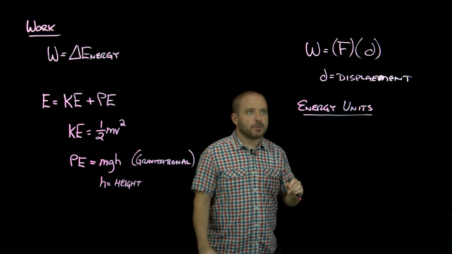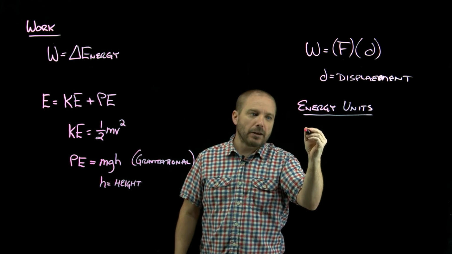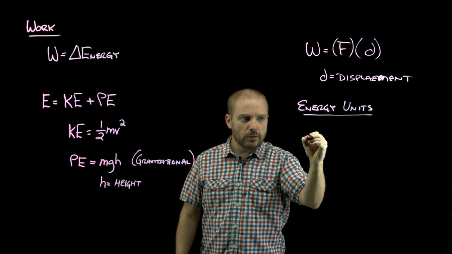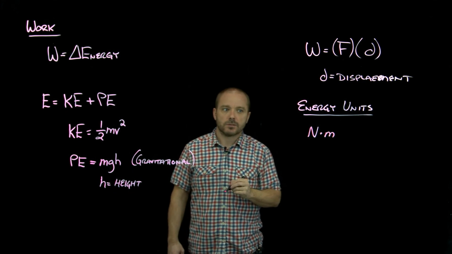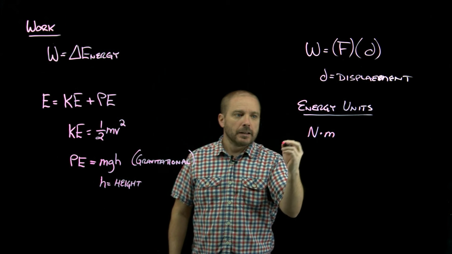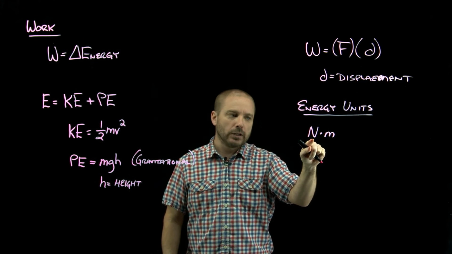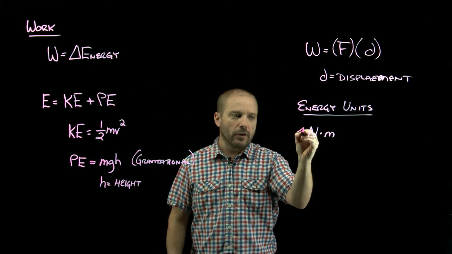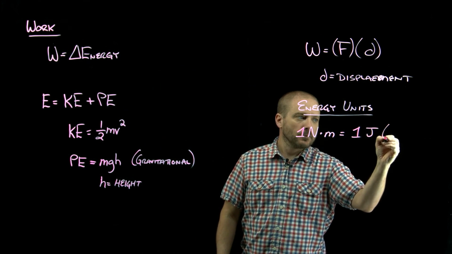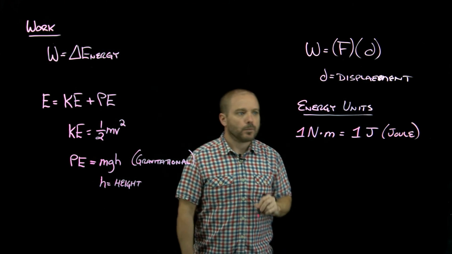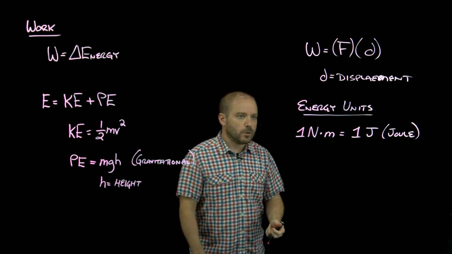Well, force times displacement is an easy way to think of it. So our force units in the metric system, force was in newtons, and distance was measured in meters. So energy units are newton meters. And just like the kilogram meters per second squared combined all together to be called a newton, a newton meter combines together to be called a joule. So 1 newton meter is a joule. So our energy units are joules, or you could say newton meters, they're equivalent.